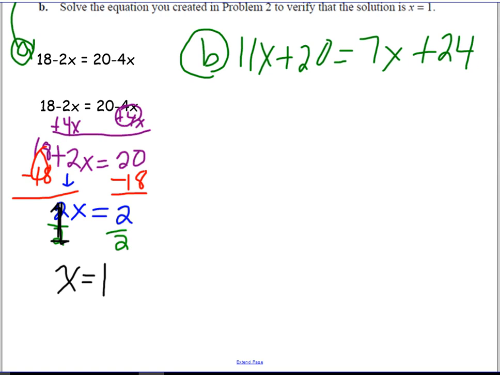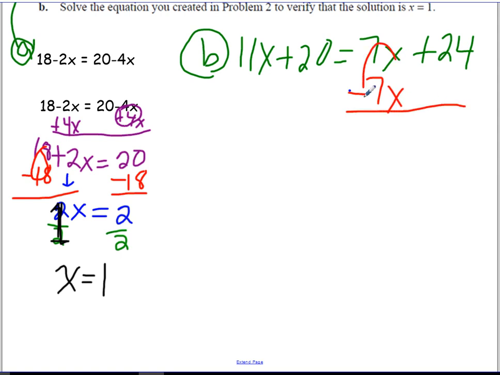So again, we want to start off by all the x's going one way or the other, or you could start with a constant side. We start with the variables. The smaller amount is the 7, so it's positive. We need to subtract 7, so we can have no x's left on this side.